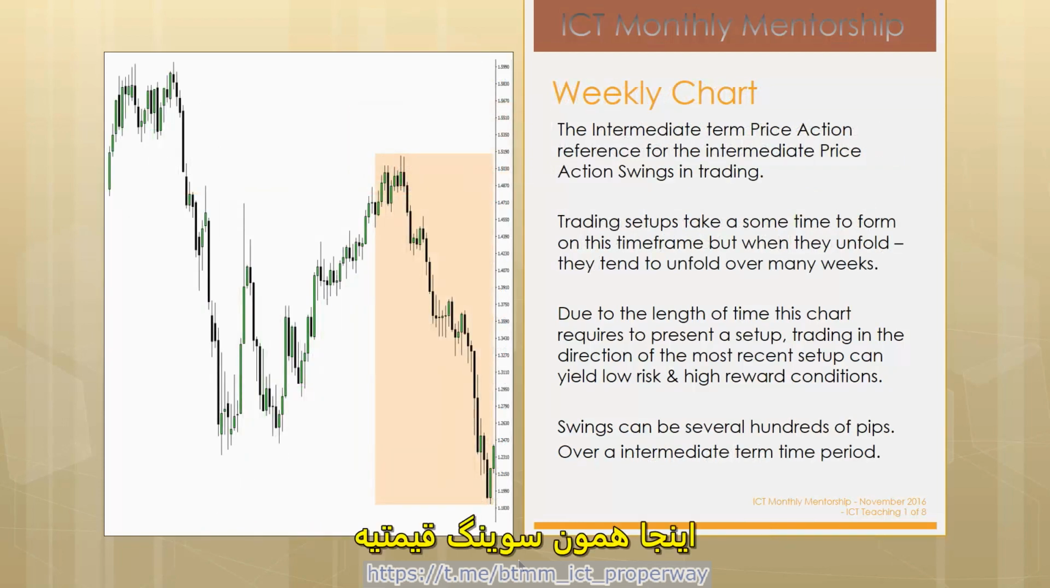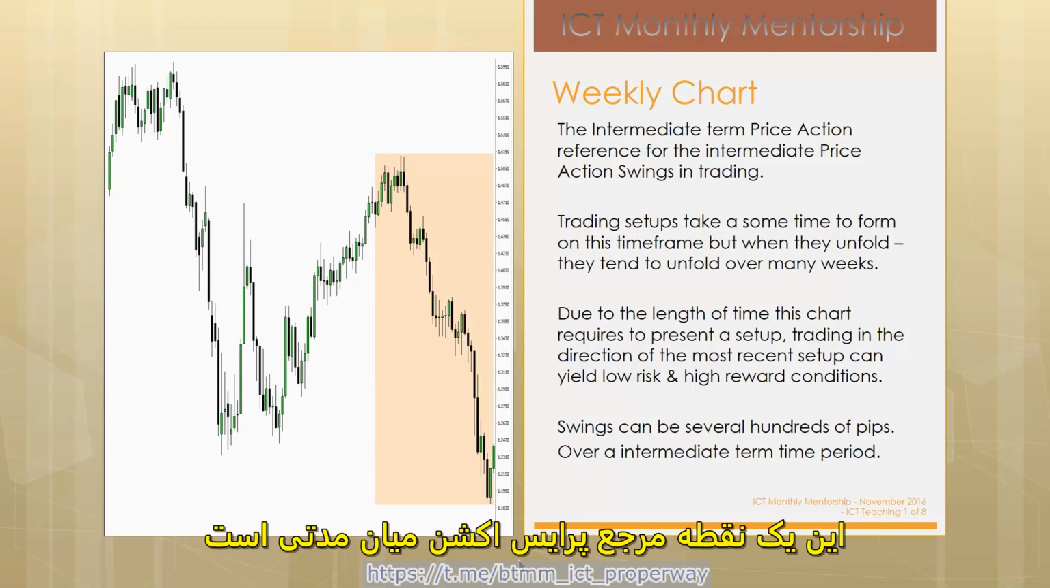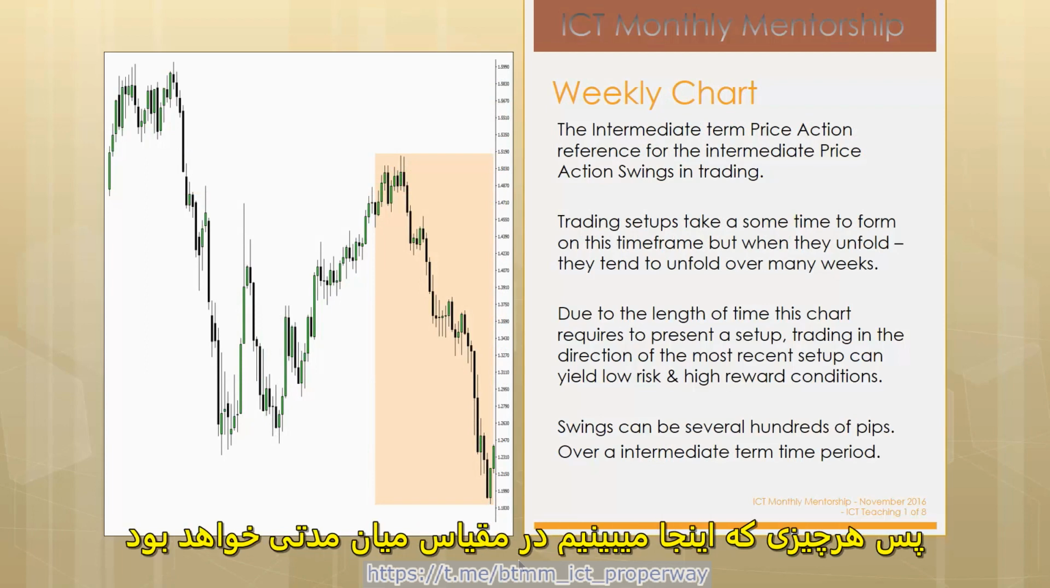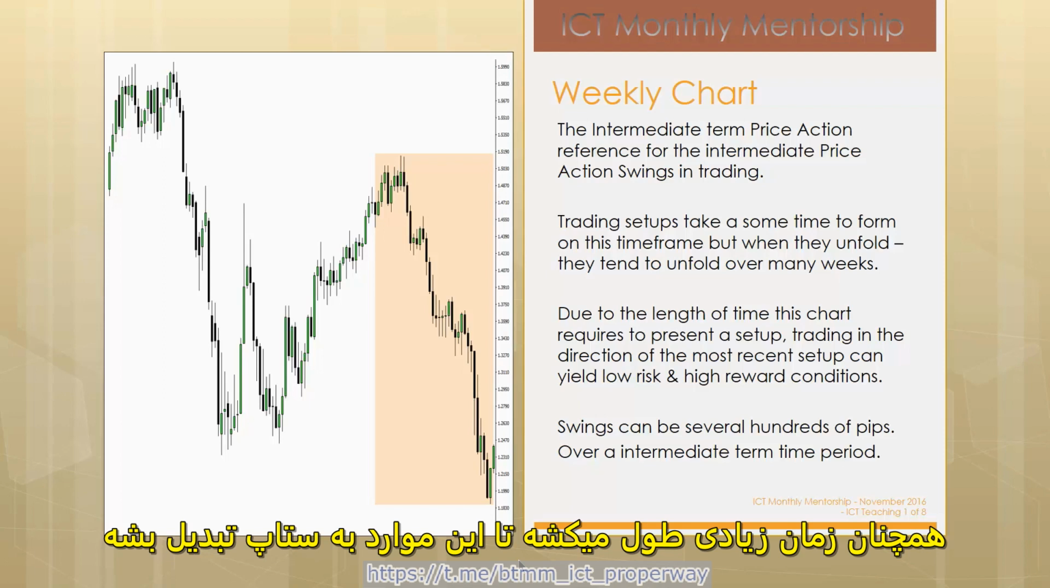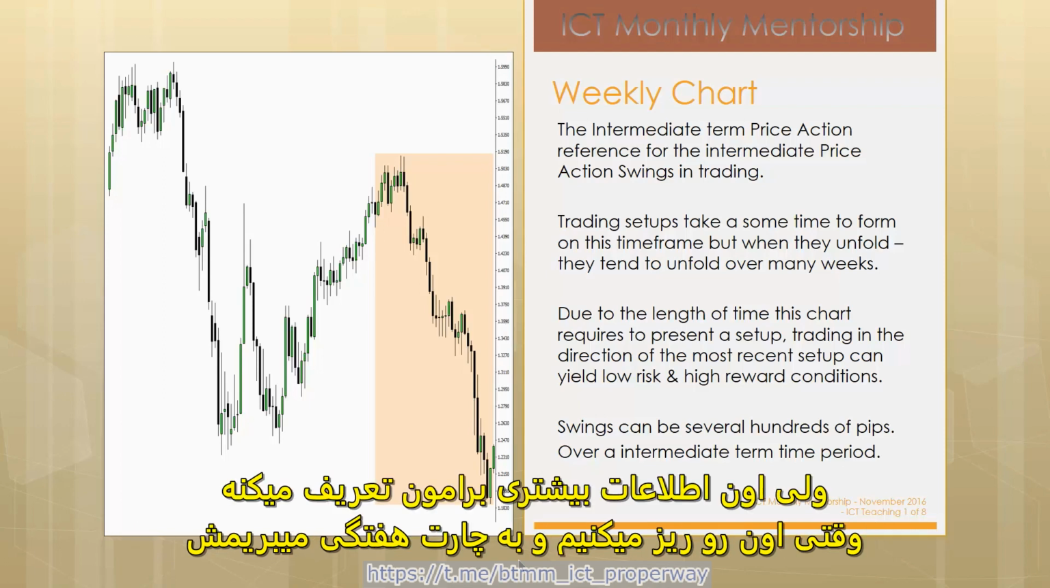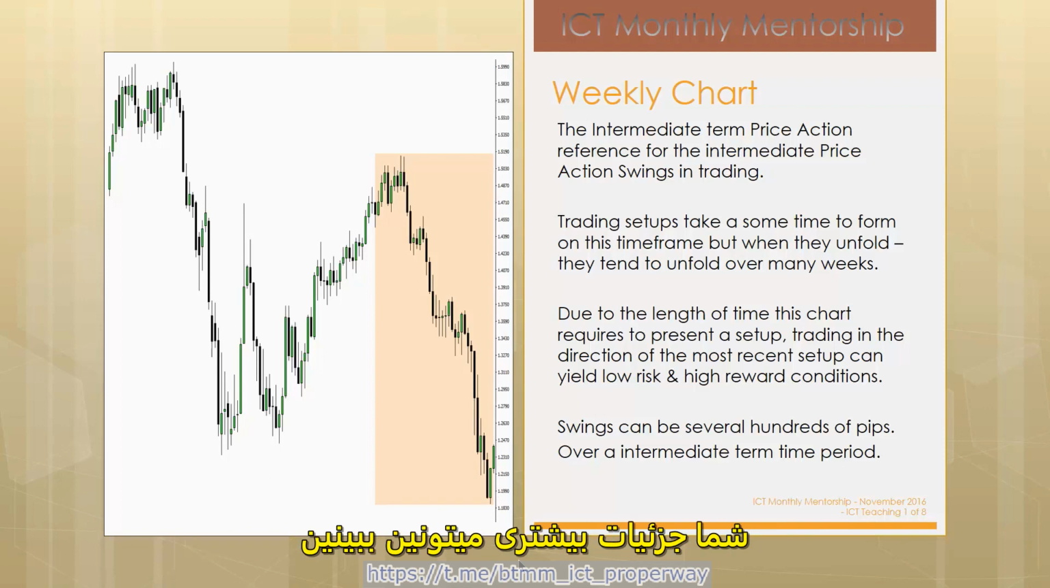Here's that same price swing, and we're looking at it on a weekly chart. Now, this is an intermediate term price action reference point. So everything we see here is on the scale of intermediate term. Obviously, because it's a weekly chart, it still takes a great deal of time for these things to set up, but it's a lot more refined when we break it down into a weekly chart. You can see a lot more detail.